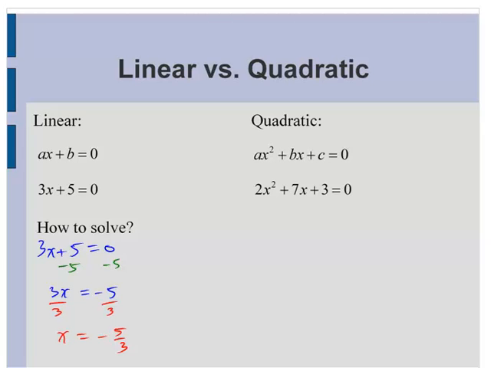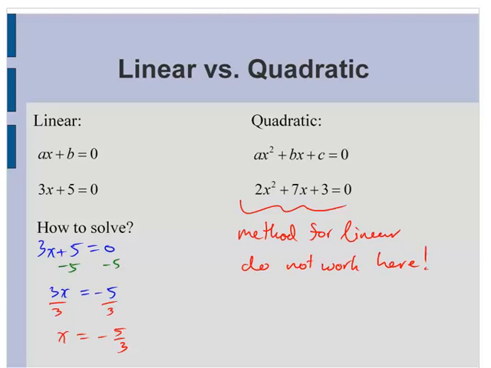Now, if we had a quadratic equation, so now a quadratic equation is an equation that fits the form ax squared plus bx plus c equals 0. And so it might look like 2x squared plus 7x plus 3 equals 0. And if we have an equation like this, the steps that we learned for a linear equation don't work here, okay? So we have to learn a new method.